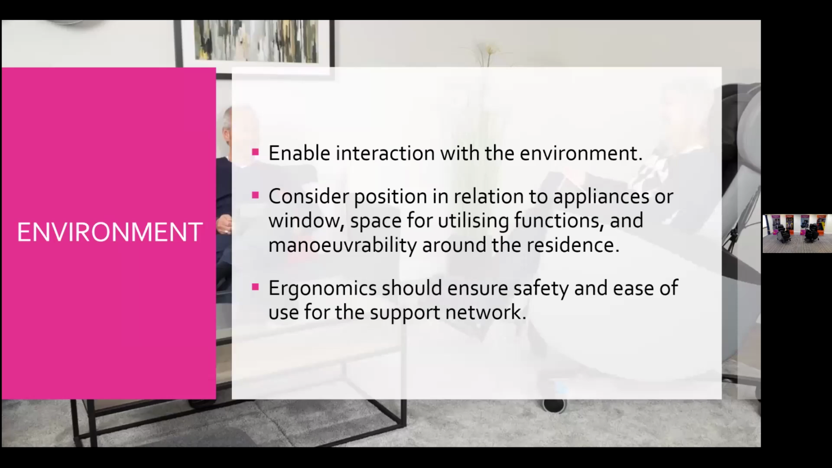We need to think about space for utilising function. So tilting, of course, increases the footprint of the chair. Recline increases that footprint as well. So we need to make sure there is safe space to enable that. And then manoeuvrability around the residence as well, thinking about doorways and obstacles, and really thinking about how the care plan will reflect safe use of the environment.